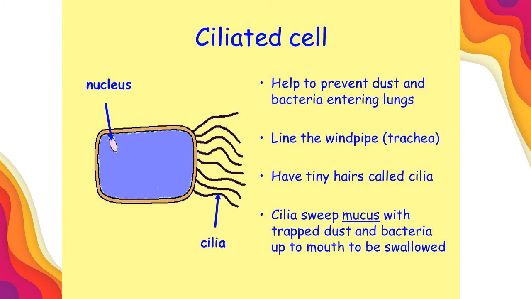Ciliated cells are the cells with tiny hair-like structures called cilia. These cells line up the windpipe. Their function is to prevent dust and bacteria from entering into the lungs. They sweep the mucus with trapped dust and bacteria up to the mouth to be swallowed.